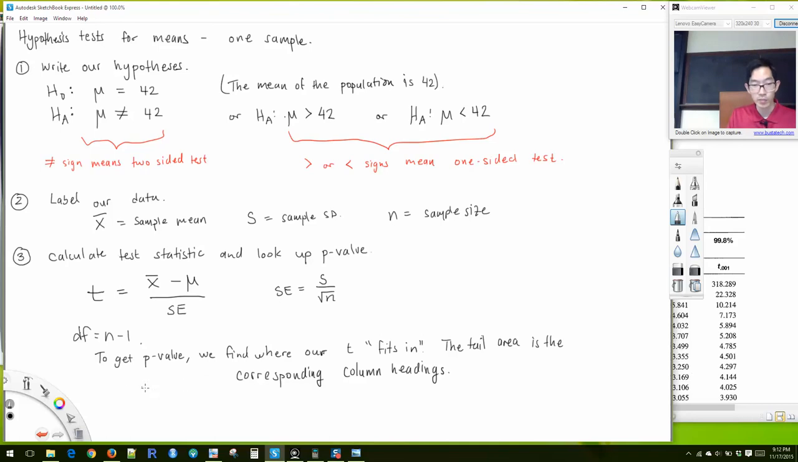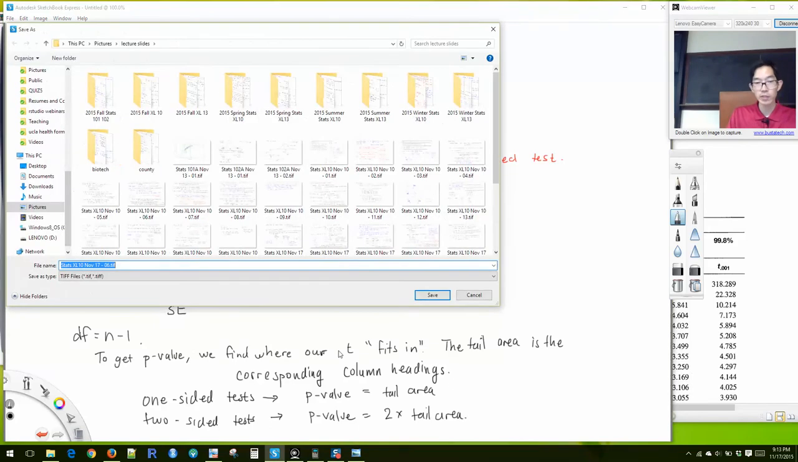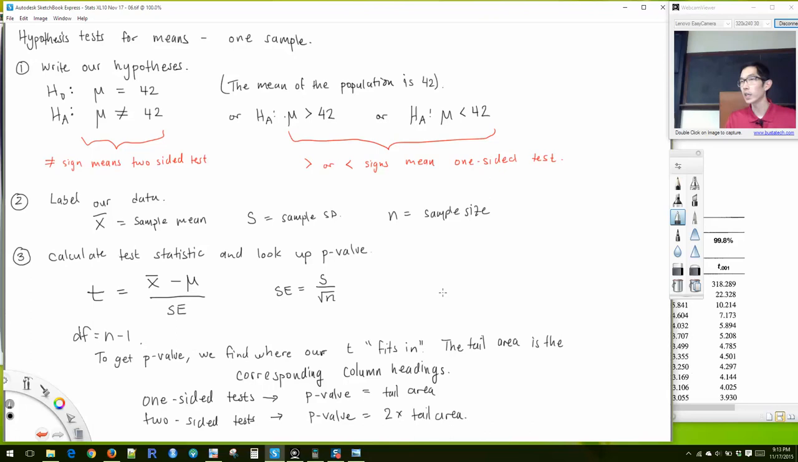This is for one-sided tests: the p-value equals the tail area. And for two-sided tests, the p-value is 2 times our tail area. So whether you double the tail area or not depends entirely on whether you have the not equal sign here or a greater than or less than sign. And that's also the same as it was before.